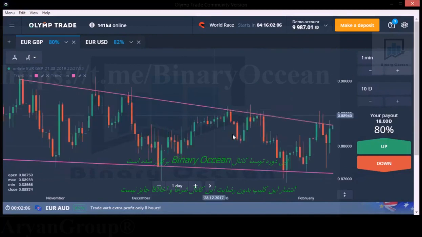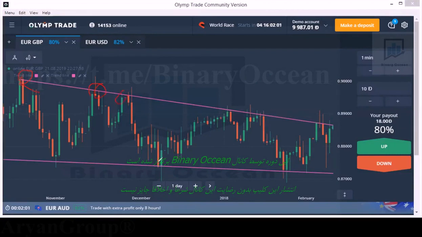And here also, seller's entry. This is your entry point, this is your exit point. And this is your entry point and this is your exit point. And again the market comes to this level, so you can enter again. You have an opportunity again. So this will be your entry point.